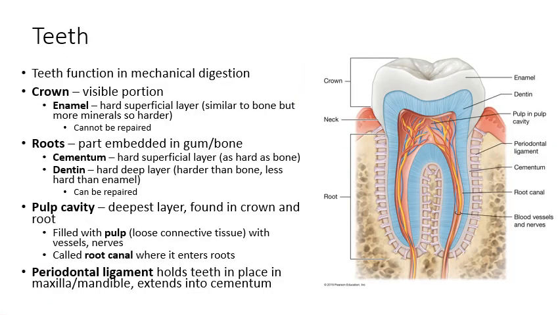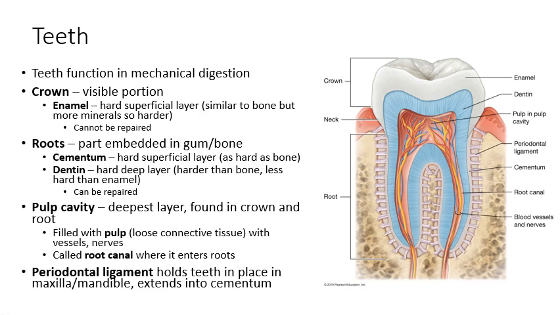And finally, we'll talk more about the teeth, which of course function in mechanical digestion to allow you to chew and break up your food. Teeth are divided into two parts, the crown and the roots. The crown is the part that you can see extending above the gum. The roots are the part that you cannot see because it's embedded either in the gum or in the bone of your jaw or your maxilla.